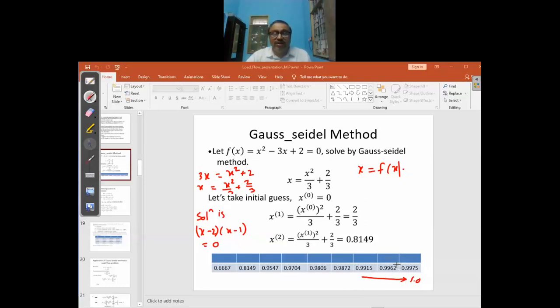If you continue to go on iterating, you will get somewhere near 1, which is also a solution. So if I substitute 1 here, 1 square divided by 3 plus 2 by 3, I will get 1 only. This again I substitute back, 1 square divided by 3 plus 2 by 3, I will get 1. So the equation will converge when I substitute the new guess on the right hand side, and that gives me the same exact value which is on the left hand side. So it does not change anymore. That is when the equation is converging.